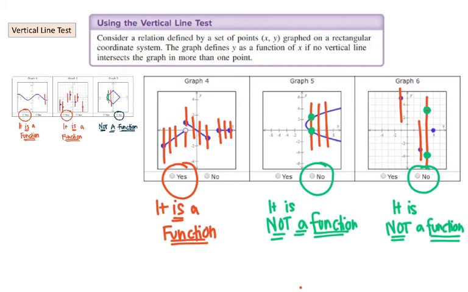Okay, so 3 different types of visualizing relations and 3 different methods for determining if they are functions or not.